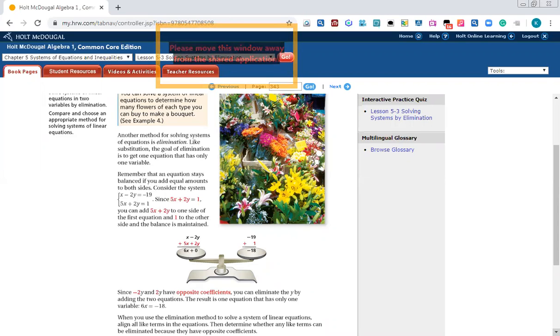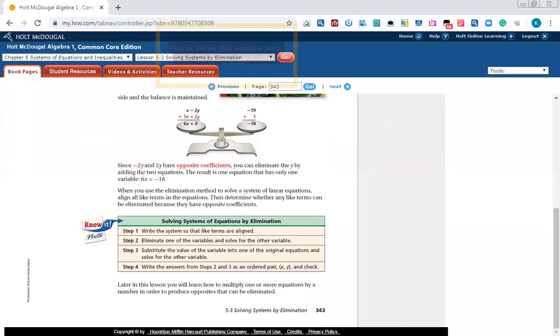Today we are going to talk about solving systems by elimination. How can we solve a system by elimination? Here we have 4 steps. First step, write the system so that like terms are aligned.